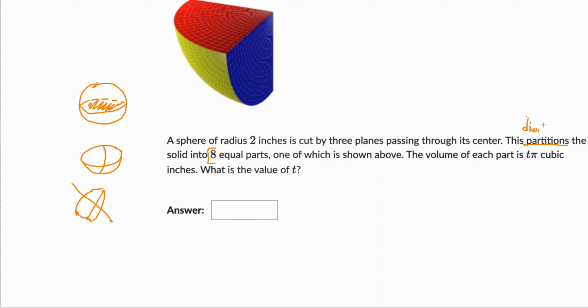Okay, it divides the solid into 8 equal parts, one of which is right here. Now, it tells you the volume of this piece is T times pi, and it asks you what's the value of T. Well, the radius of the entire sphere is 2.